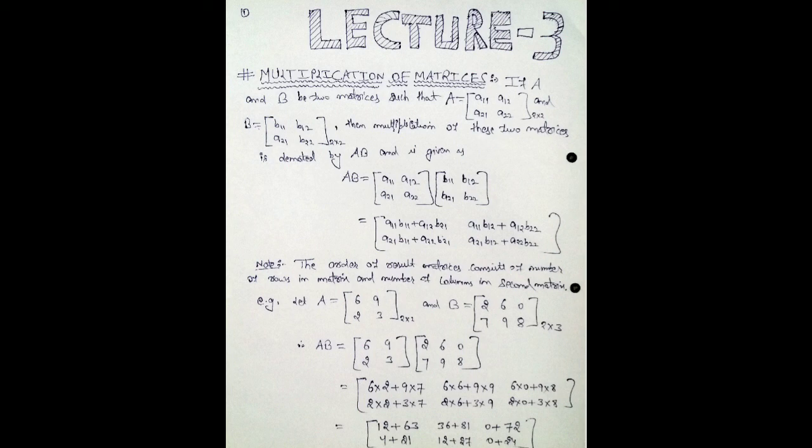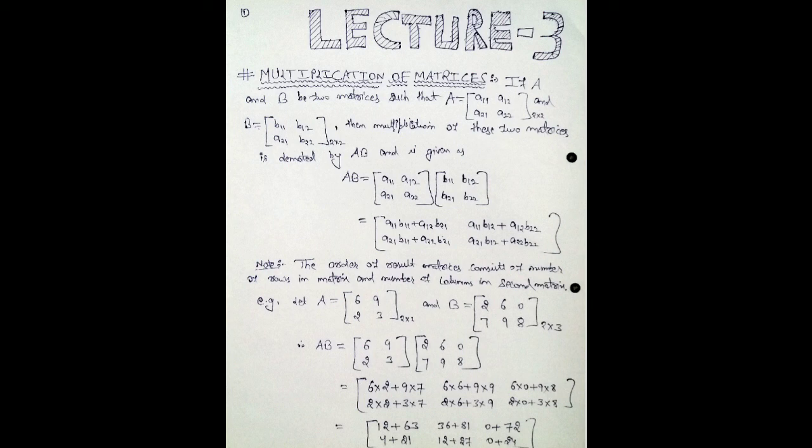To find AB, we take the first row of the first matrix, in which the elements are 6 and 9, and we multiply this row with each column of the second matrix. After this, we take the second row of matrix A, which consists of elements 2 and 3, and multiply this row with each column of the matrix B.